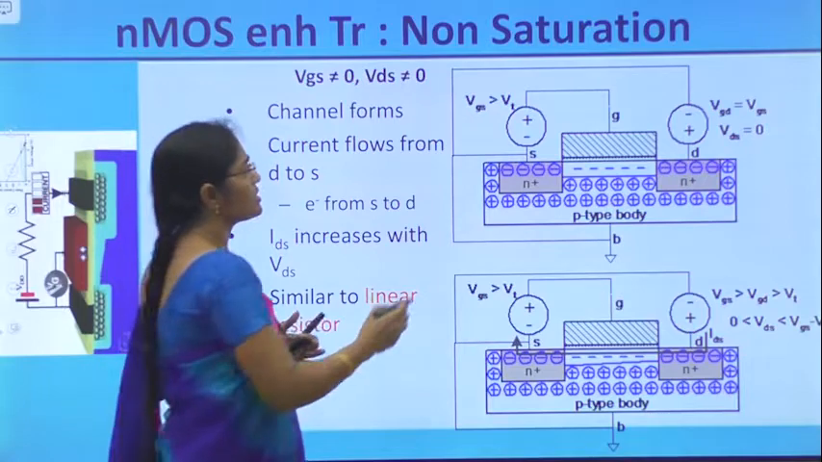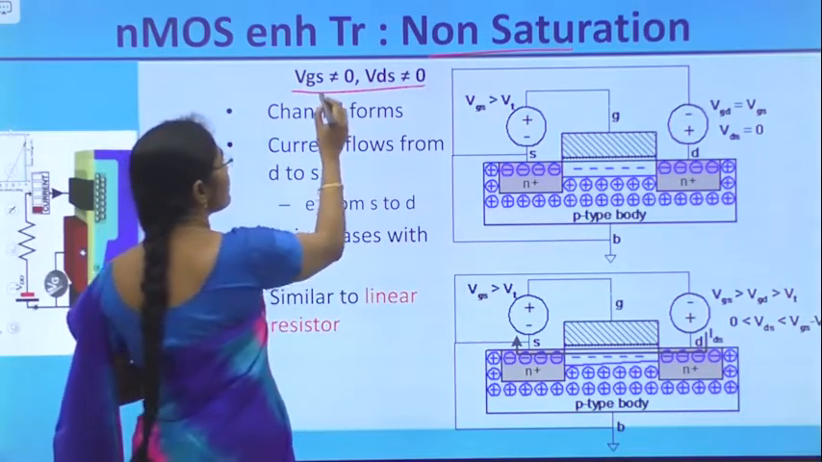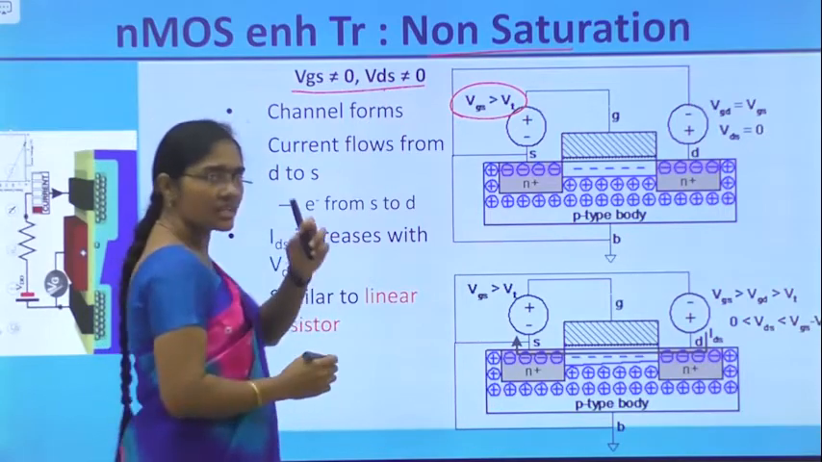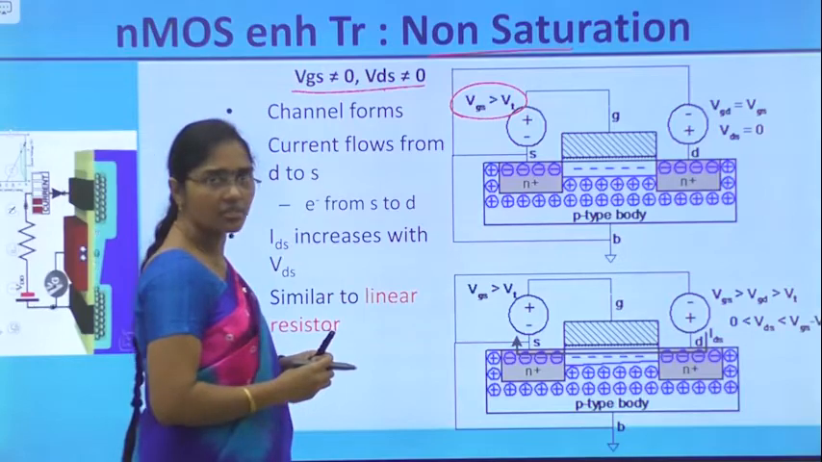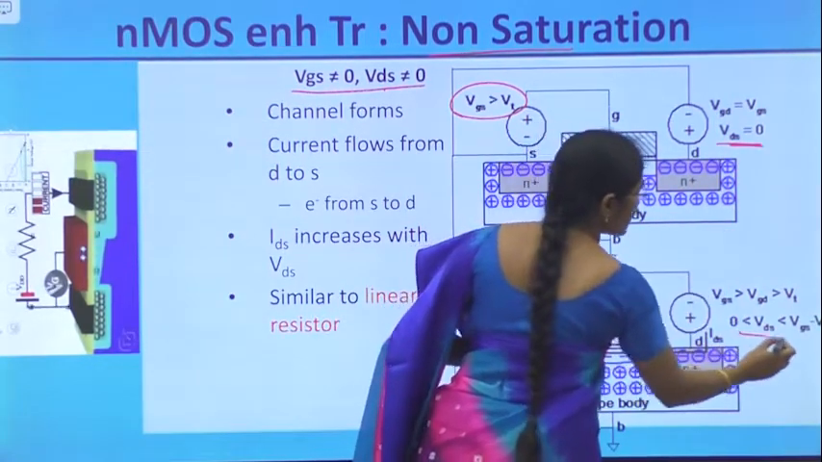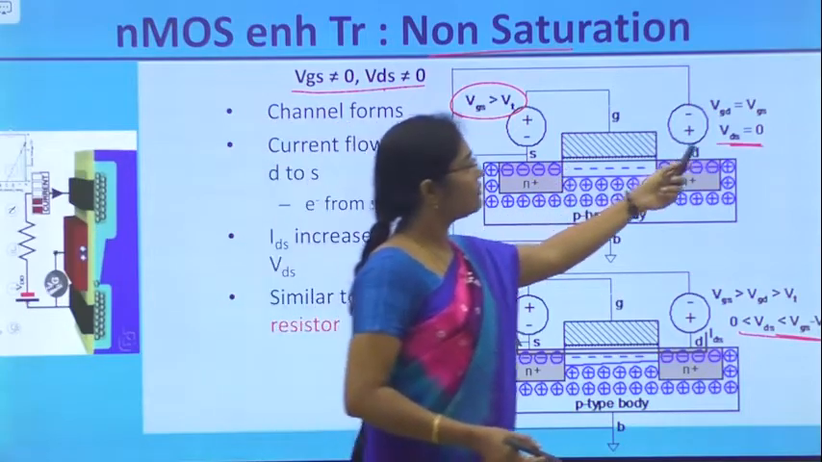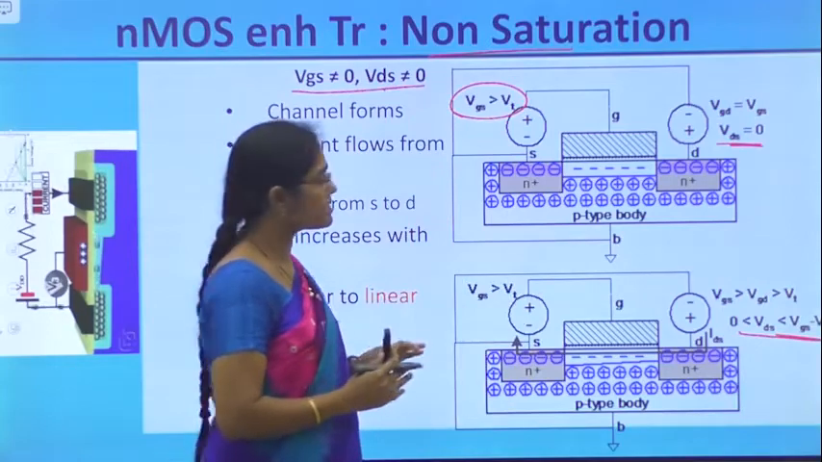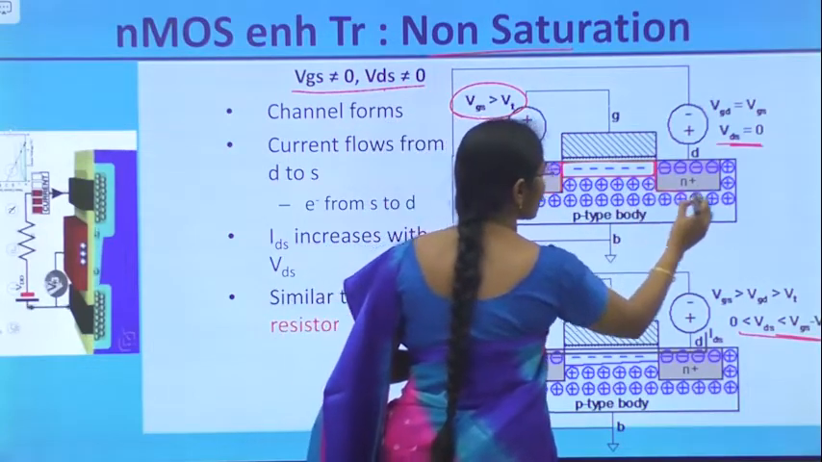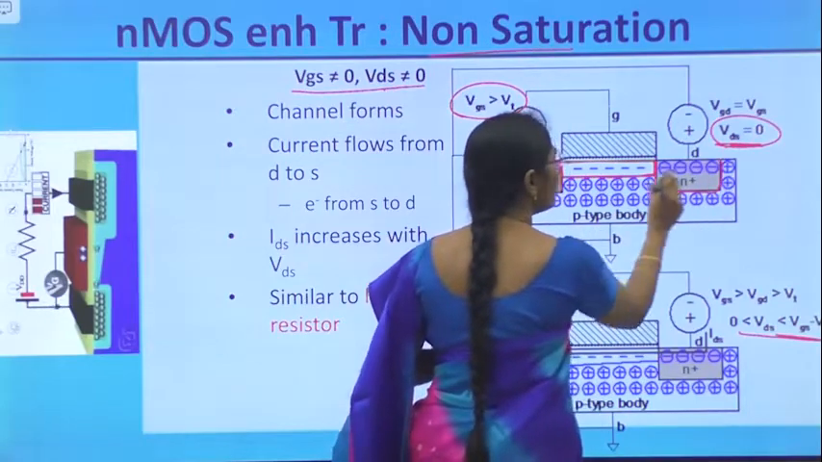Now, the second region, that is the non-saturation region. Here VDS and VGS are both non-zero, and the conditions are that VGS should be greater than VT, and VDS is less than VGS minus VT. For that condition, the non-saturation region appears. Two figures are representing this, initially with VDS equal to zero, and then VDS less than VGS minus VT. Since VGS is greater than VT, the channel is formed, and with VDS equal to zero there is no movement of carriers, just the channel formation. So the N plus source and N plus drain are joined with the channel when VGS is greater than VT and VDS is equal to zero, and there is no carrier flow.